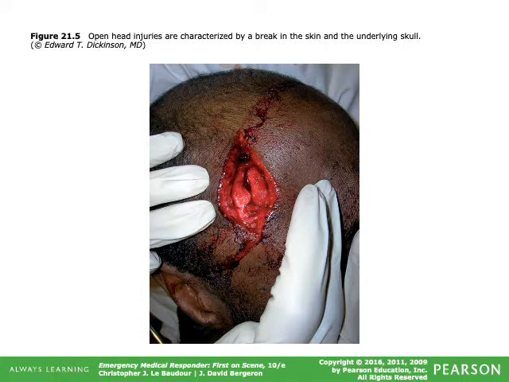Alright, so one thing to think about is an open or closed head injury, which is more dangerous? They're both bad, but with a closed head injury, you can have a significant increase in pressure inside the cranium, which can cause a lot more issues. So in general, closed head injuries are a little bit more significant and dangerous than open head injuries.